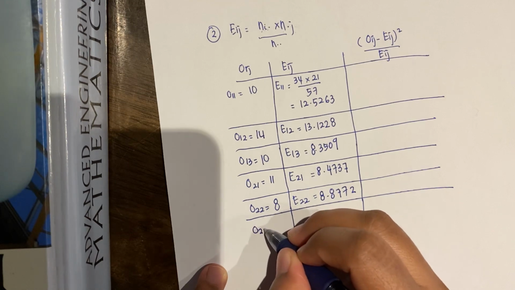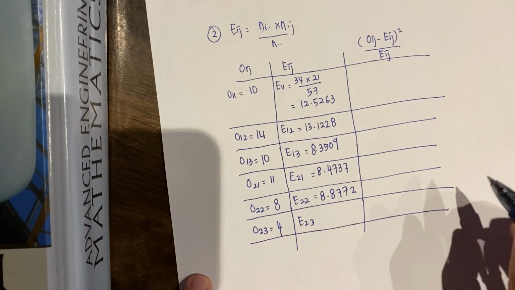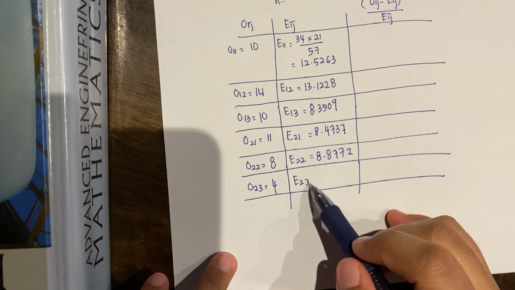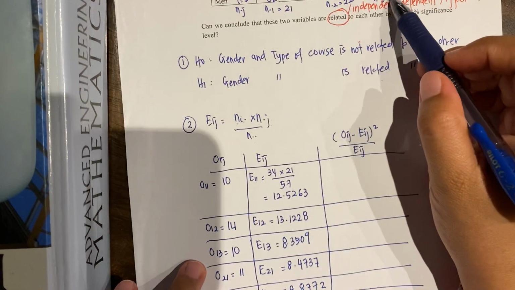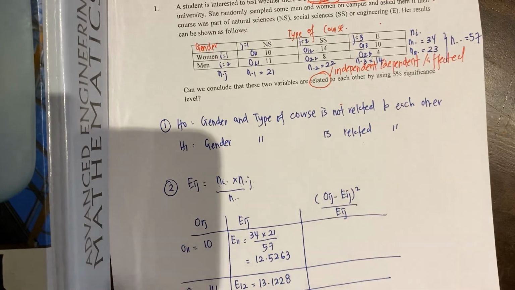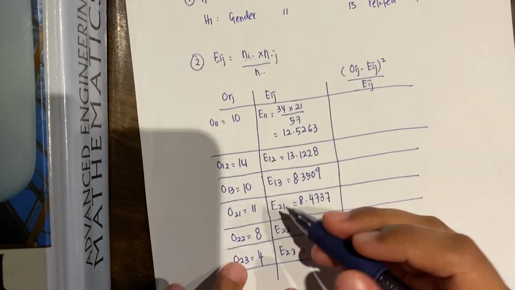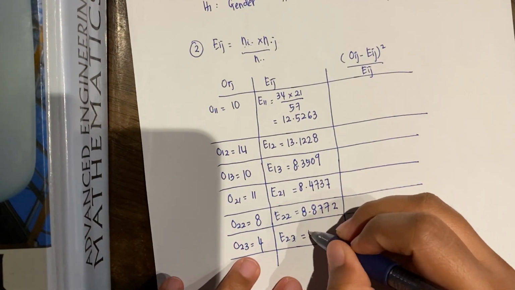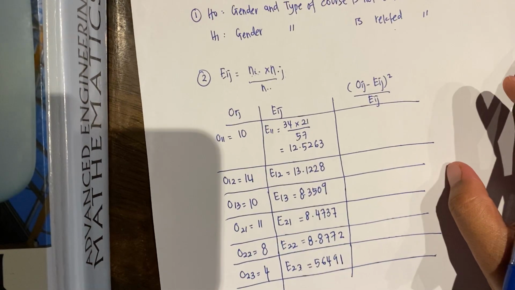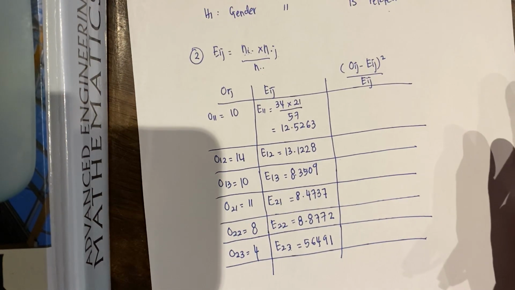And then the last one, O23 is 4, so we need E23. The position is here, so 23 times 14 divided by 57. You will get 5.6491. I hope that you get it, what I just said just now.